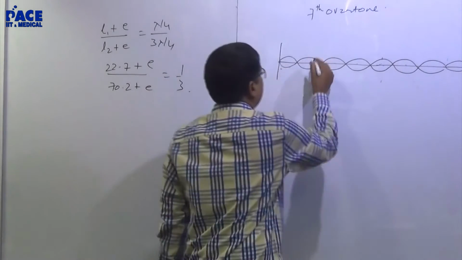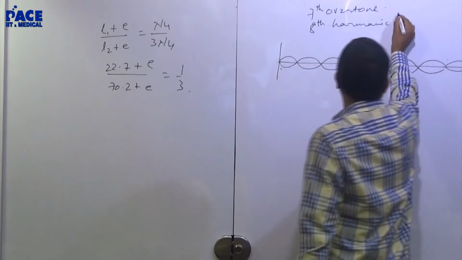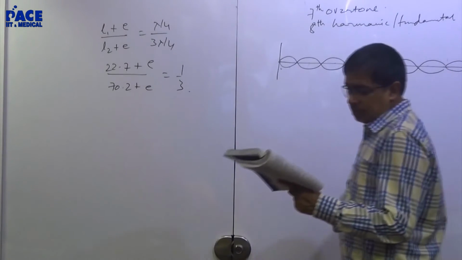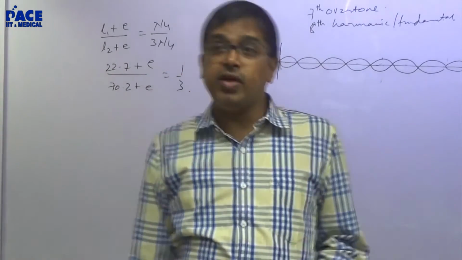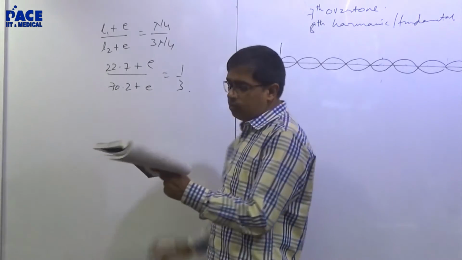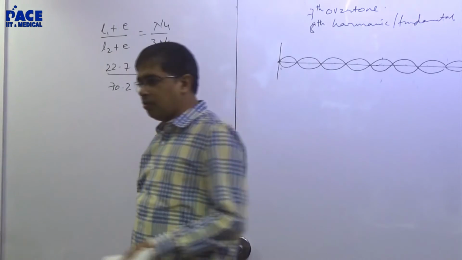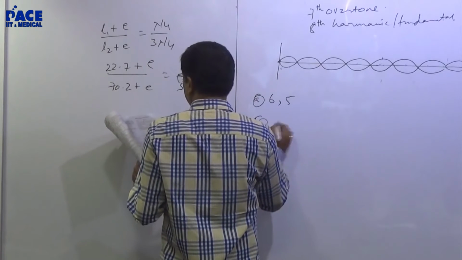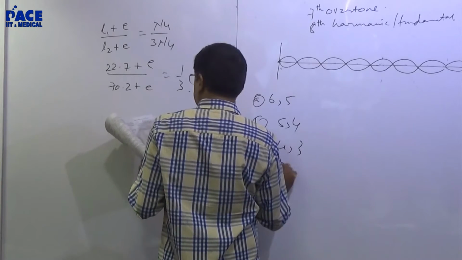Isn't it? 7th overtone is 8th harmonic or fundamental. If you set up the 7th overtone on a string, fix it at both ends. That means this is also a node, this is also a node. How many nodes and antinodes are set up in it? First option 6, 5. Second option 5, 4. 4, 3. 3, 2.